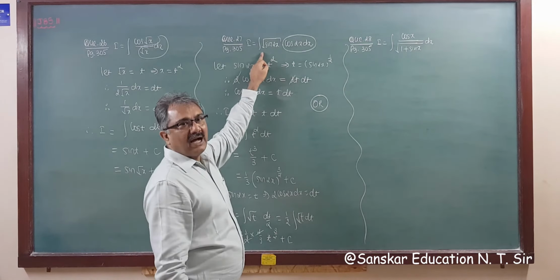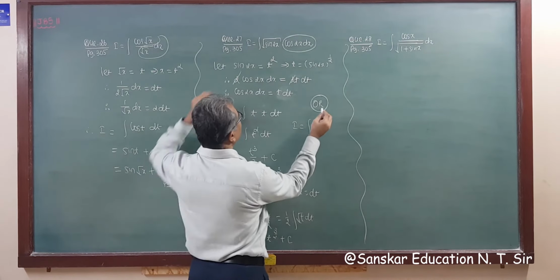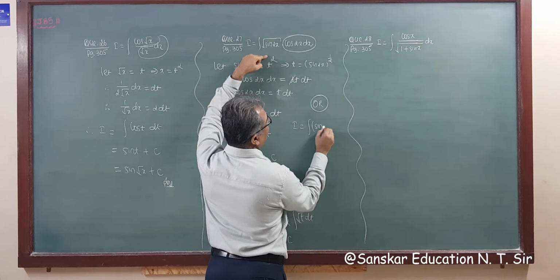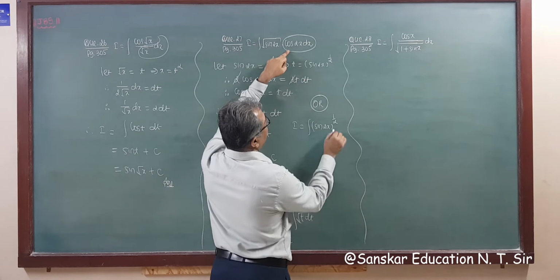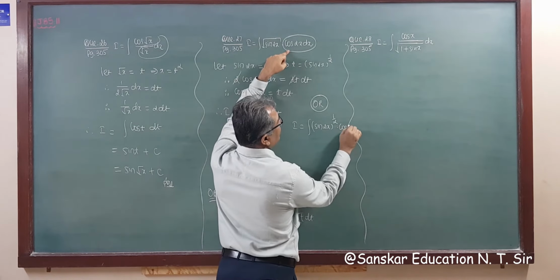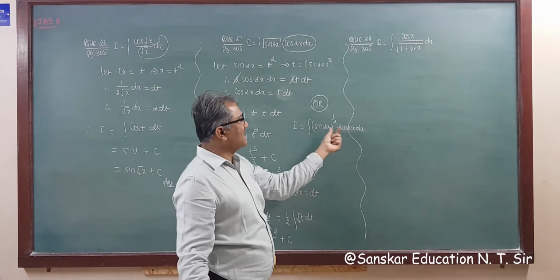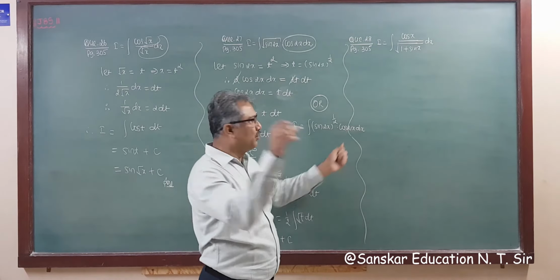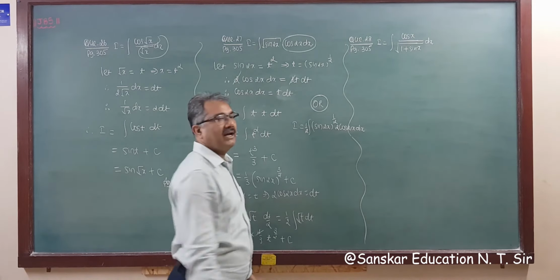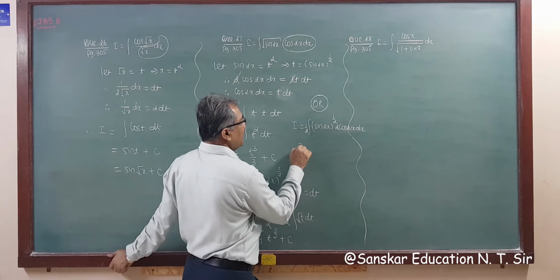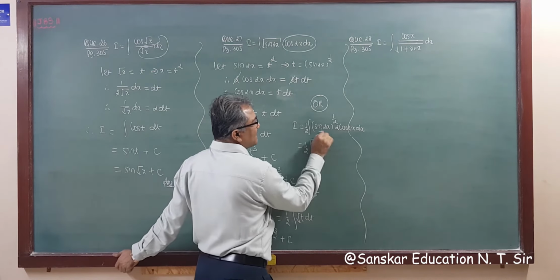So I is equal to integration of sine twice x raised to half, and this is cos twice x dx. Now derivative of sine twice x is cos twice x into 2. So there is no 2, so I will divide and multiply by 2. Any problem? No? Very good. Then this is 1 upon 2. Right? Now this is f of x.